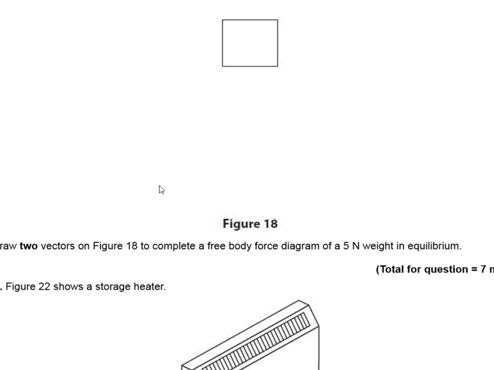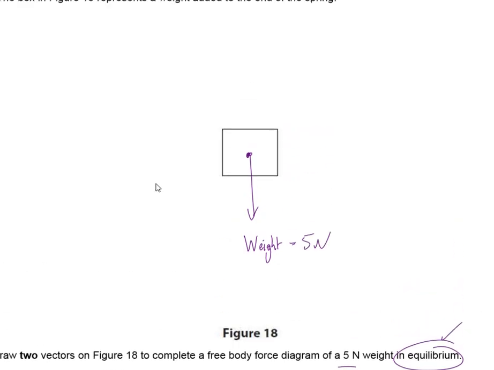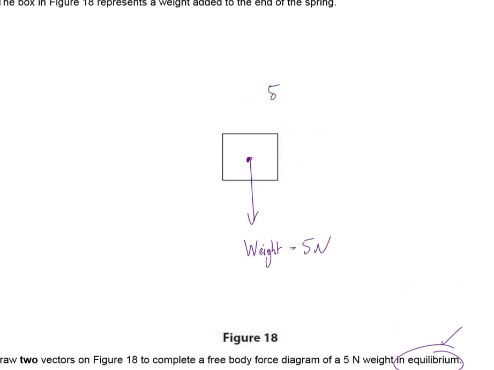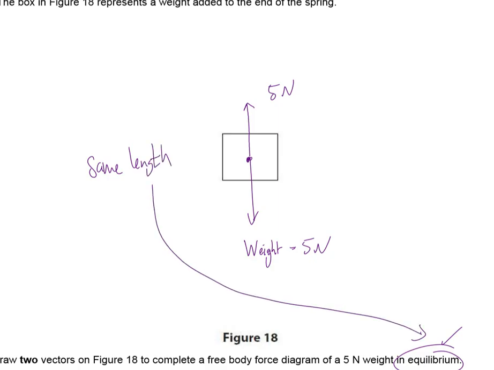Now the free body diagram is in equilibrium, so the forces are balanced. This is the weight, W. The weight is 5. Since it is in equilibrium, this force here will also be 5. So it's going to be roughly the same length in this case, and it goes up to here. It's the same length because it is in equilibrium.